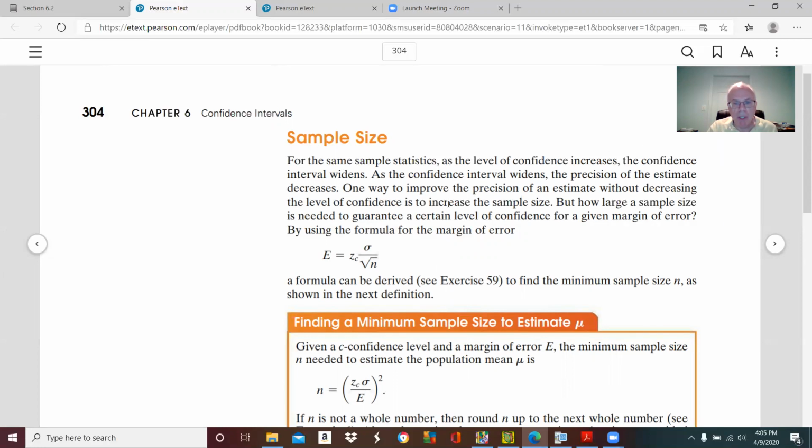Well, one way of doing it is to take our formula for the margin of error and solve for the sample size n. Now, I can show you the algebra behind it, but probably not worth doing that. What we're really doing is just squaring both sides and cross multiplying, and we end up with this formula. n is equal to the quantity Z, critical value, times sigma divided by the margin of error E, all squared.